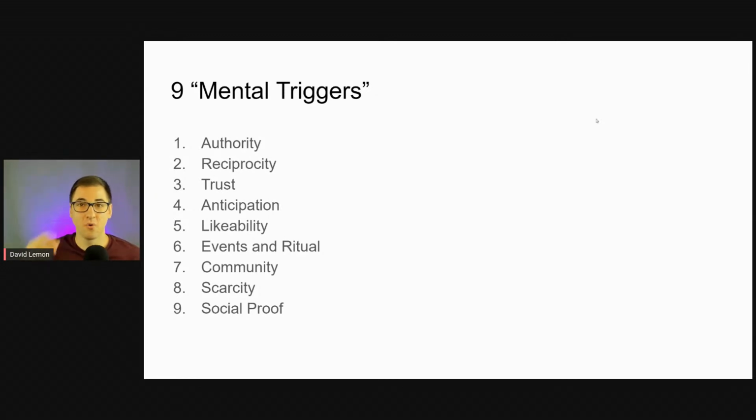Likability, this is a know, like, and trust factor also in these mental triggers. Likability is one of them, and this is a big one. So you have people that you like. Why do you like them? They have certain traits that you like about them. You have certain people that you don't like. And in his book, he goes in depth about these likability traits. But this is a very big mental trigger that you can learn.